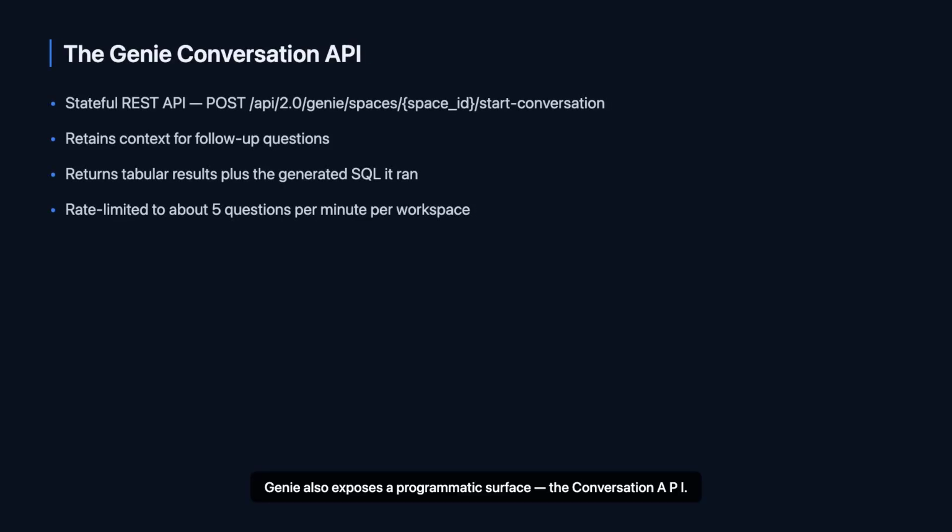Genie also exposes a programmatic surface, the Conversation API. It's a stateful REST endpoint, where you post to start a conversation against a space ID, and the API retains context so you can ask follow-up questions inside the same conversation. Every response includes both the tabular result and the SQL Genie generated, which is exactly what you want for auditability. And as documented by Databricks, it's rate limited. Check the current docs for exact thresholds, but expect a small number of requests per minute per workspace.